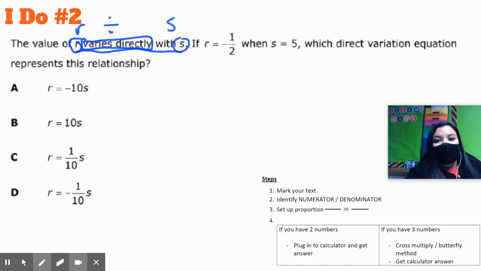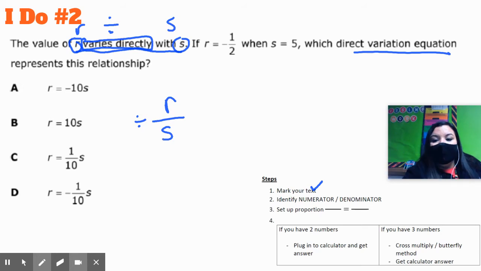All right, and then it wants to know which equation is going to represent that relationship. So the relationship between the r and the s. So I went ahead and marked my text. I was able to identify my numerator and denominator based off of what I wrote here at the top. So r divided by s.